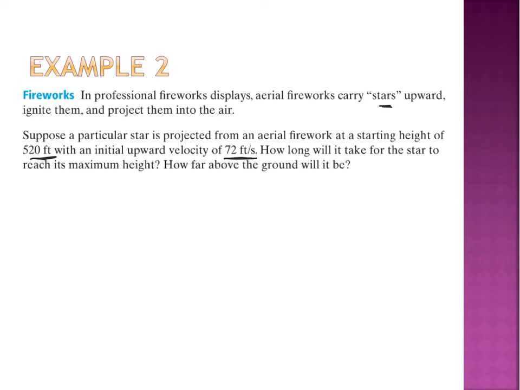Now what did get cut out is that in this equation, you should have been given that height was equal to negative 16t squared plus 72t plus 520.